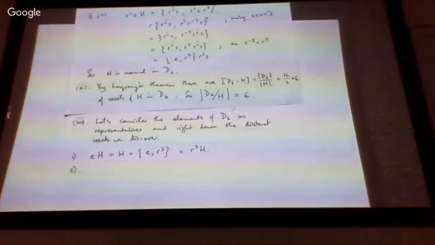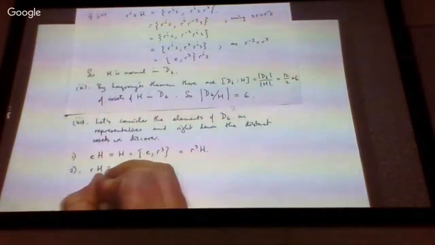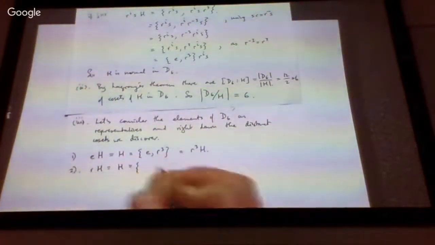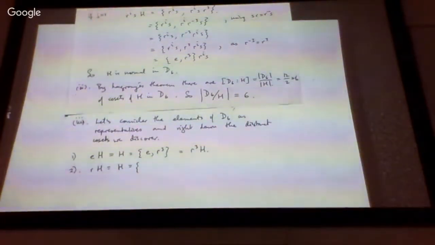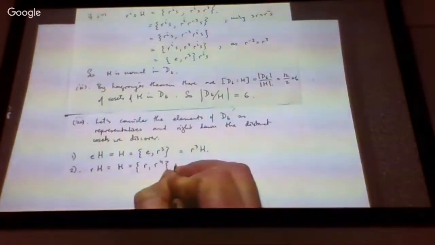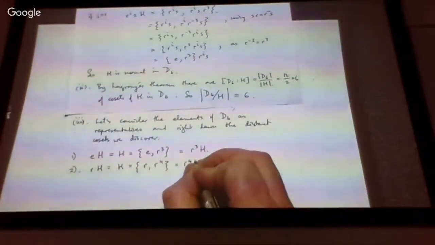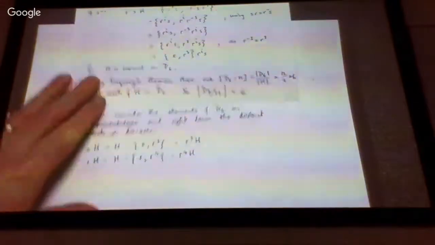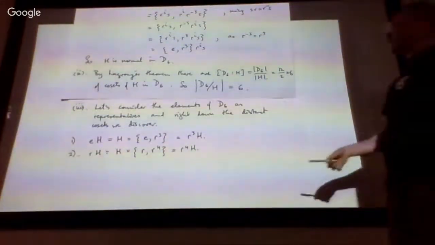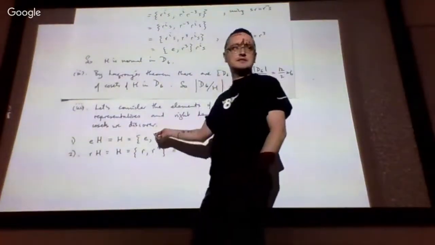Number two, R. Let's consider the rotations first. So what are the elements of RH? R and R4. So another representative would be R4, just whichever elements you see in there. And that makes sense, because if you construct R4H, you end up with the elements R4 and R7.